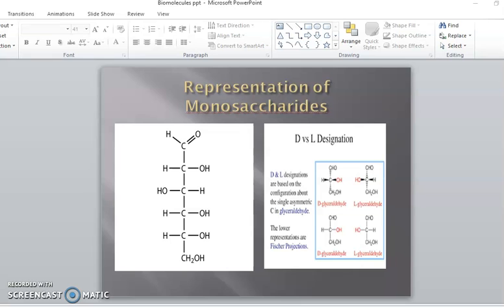Here we will discuss the representation of monosaccharides. See, on the left-hand side you have the structure of glucose. How do you represent a monosaccharide? Glucose is an aldohexose. What's the meaning? Hexose means 6 carbons, and aldohexose means an aldehyde as the functional group.